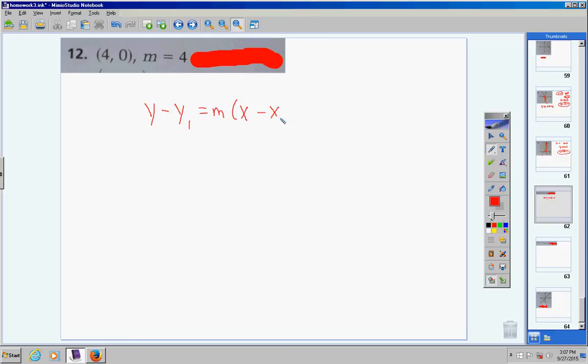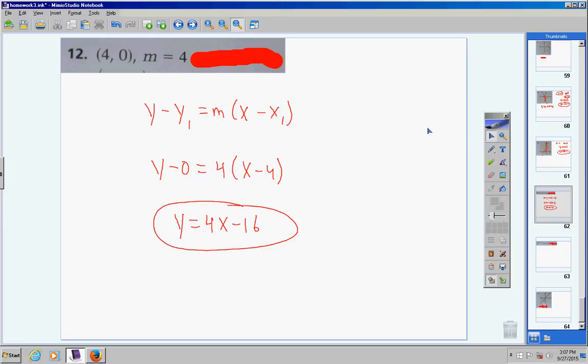So here we go. Let's get after it. y minus a y value. My y value is 0. For m, I'm going to substitute 4. x minus an x value, which is 4. So x minus 4. y minus 0 is y. 4 times x is 4x. 4 times -4 is -16. So there we go. Let's check it and see. There we go. You're never finished writing a linear equation, at least not in my class, until y is all by itself.